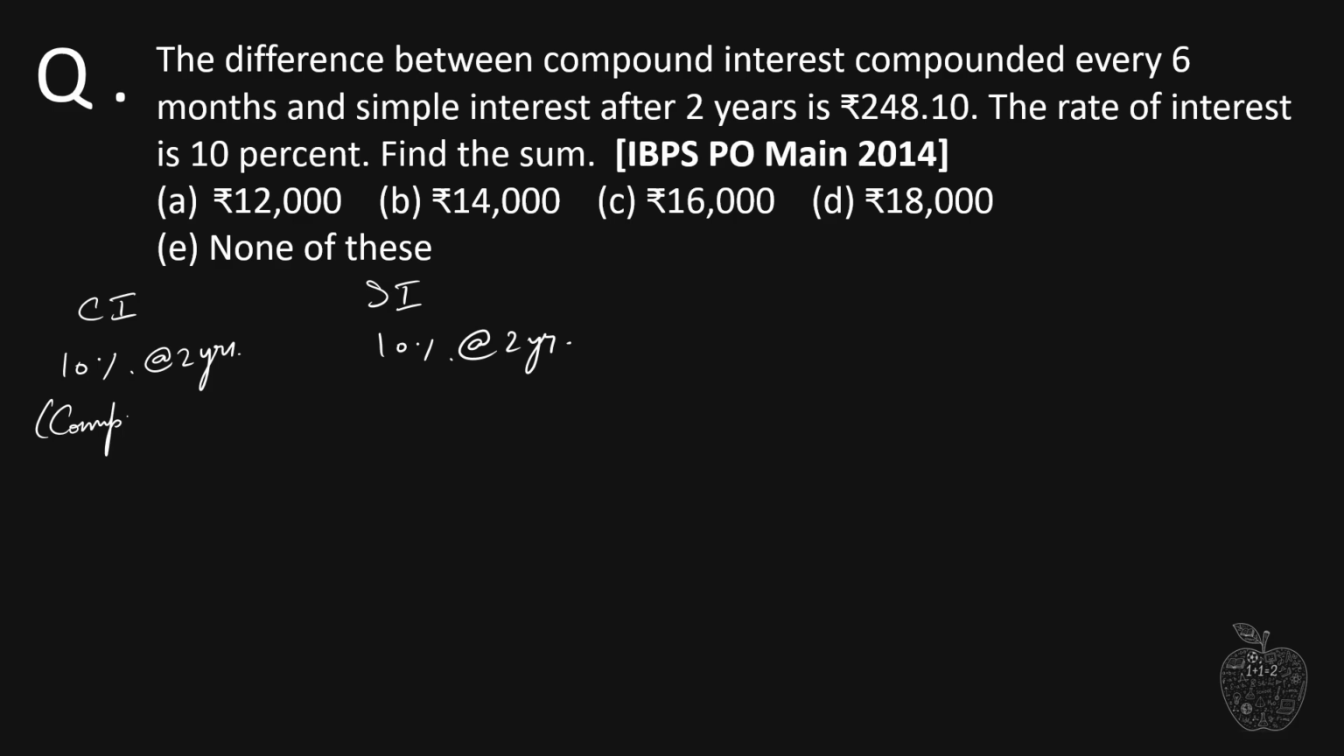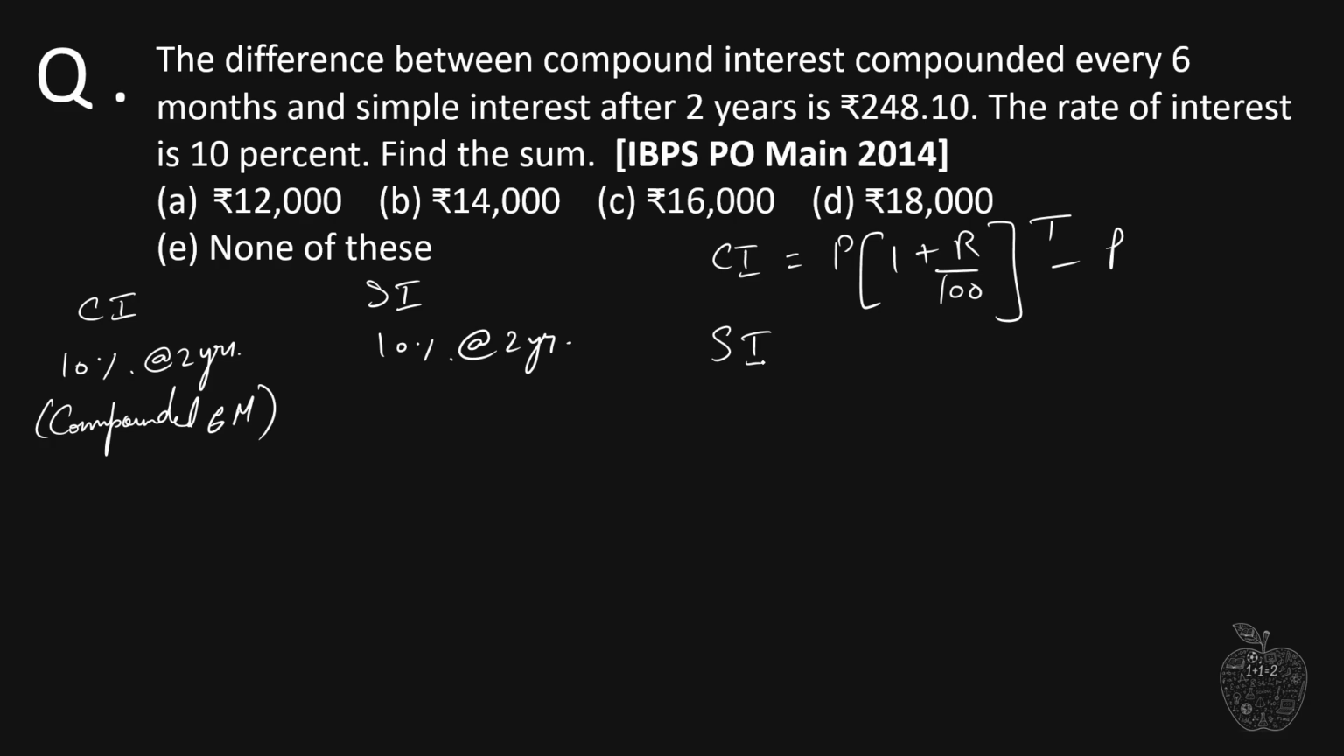So, compounded every 6 months. Now there are two ways to solve this. The first one is the traditional method, where we solve like this. First, we know that the formula for compound interest is P(1 + R/100)^T minus P. This is the formula for compound interest. And the formula for simple interest is PNR over 100. The question also tells us that the difference between both of them is 248. So what we do is subtract simple interest from compound interest.